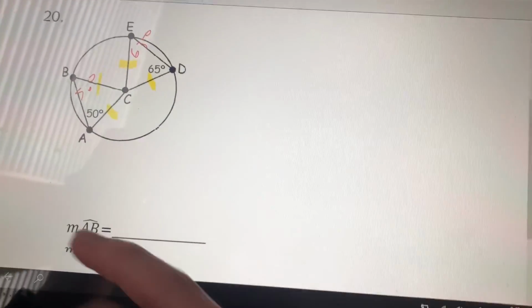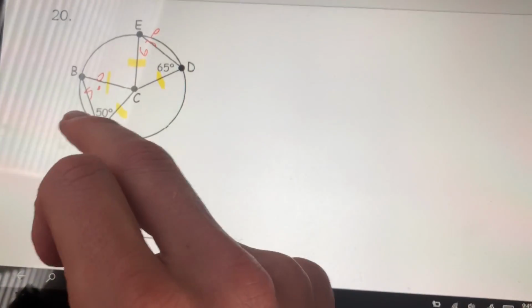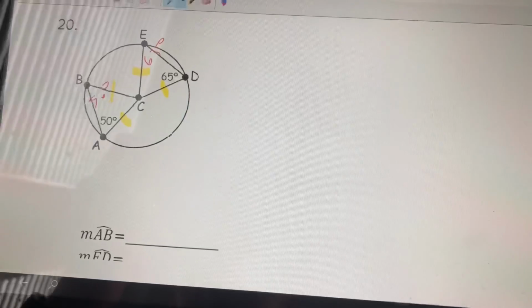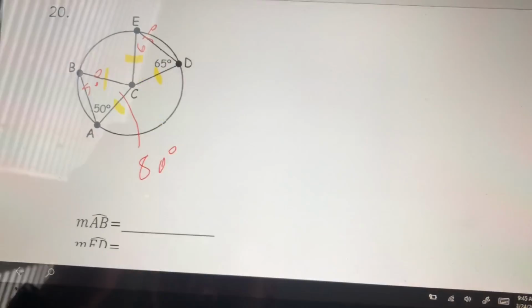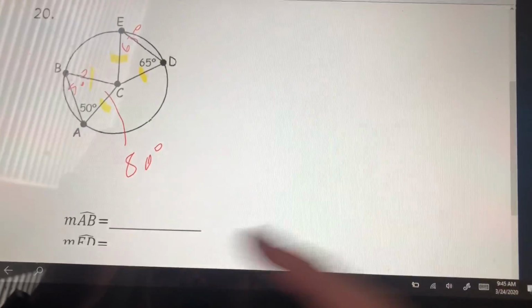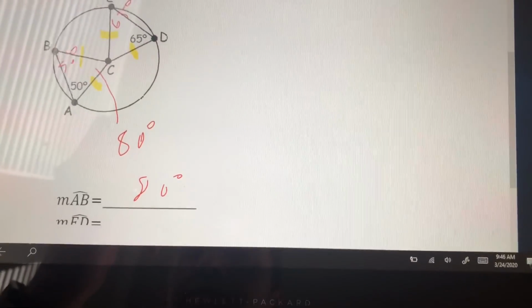So once we know that, we can find out that arc AB here is the same as ACB, because ACB is the central angle. So then we can know this angle in here is 80 degrees. We just do 180 minus 100, since 50 plus 50 is 100. So we know that arc AB here is 80 degrees.